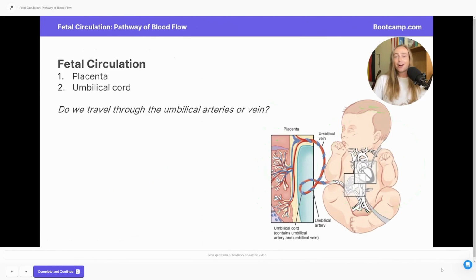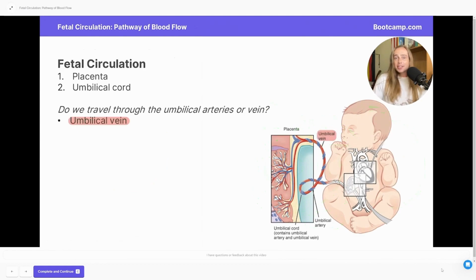From the placenta, our oxygen-rich red blood cells are then going to enter the umbilical cord. So the umbilical cord is just a cord that's going to tether the fetus to the placenta itself. And making up this umbilical cord, we have two umbilical arteries and a single umbilical vein. So, are the oxygen-rich red blood cells going to travel through the umbilical arteries or the umbilical vein?